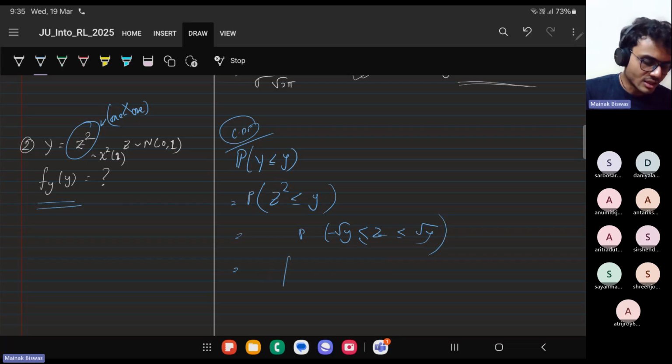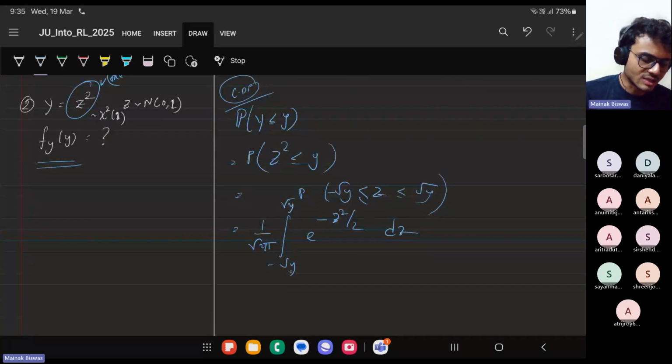Anyway, so the integral is from minus root y to root y of e to the power minus z squared by 2, 1 by root 2 pi dz. Yes or no? I just wrote Z is normal 0, 1. Just put the value here. This is symmetric, so I can remove minus root y here and put 2.